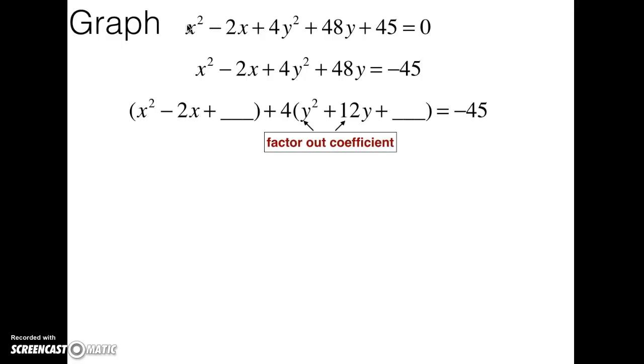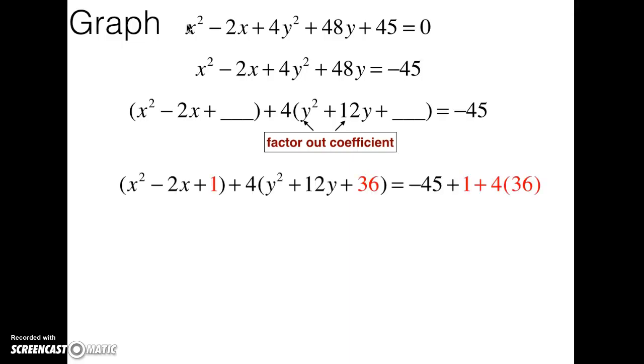And since there's a coefficient in front of the y squared, and you can only complete the square for coefficients that are 1, you're going to factor out that 4. So you make sure you pull out the 4 from the y squared and from the 48y. We find the two values that are going to complete the square for both the x terms and the y terms, so that's adding 1 to the x, adding 36 into the y parentheses.